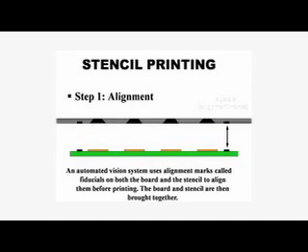The first step in the printing process is alignment. Automated stencil printers are equipped with automated vision systems. These vision systems use alignment marks called fiducials that exist on both the board and the stencil to align them to each other before printing. The board and stencil are then brought together by the printer.